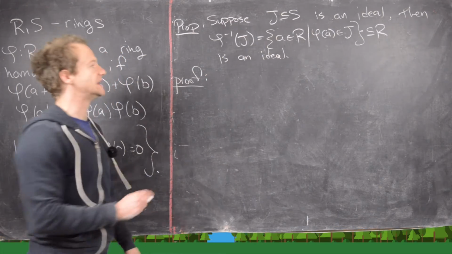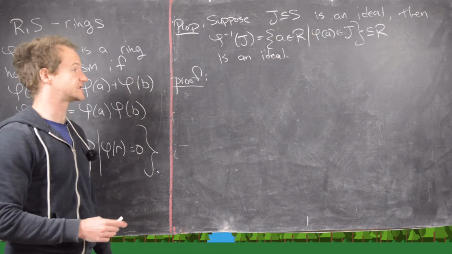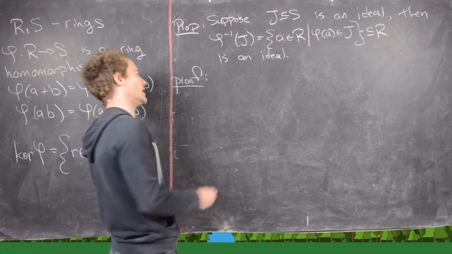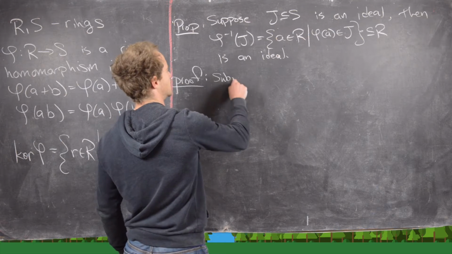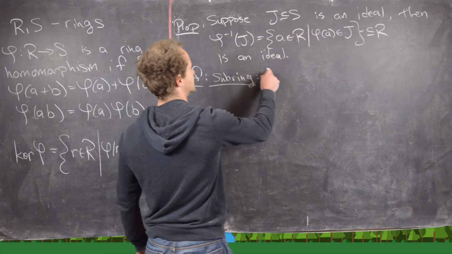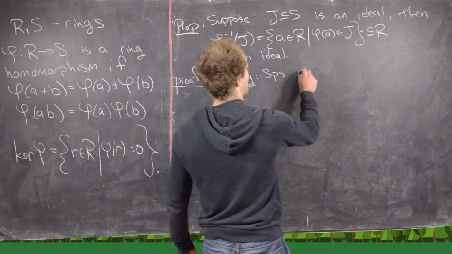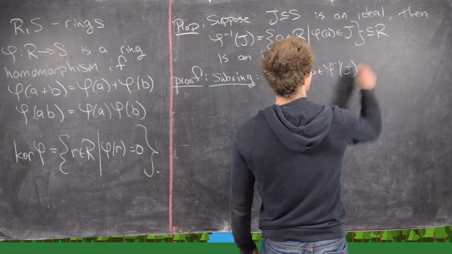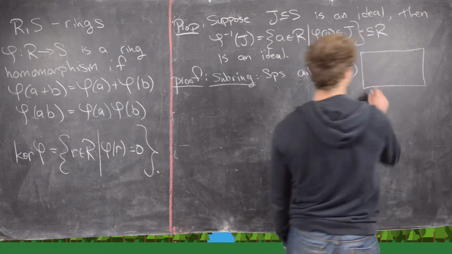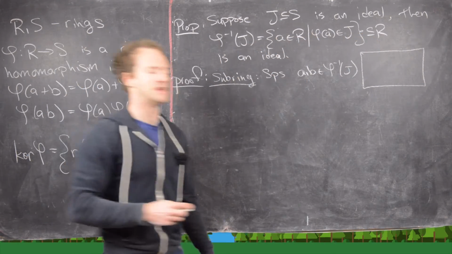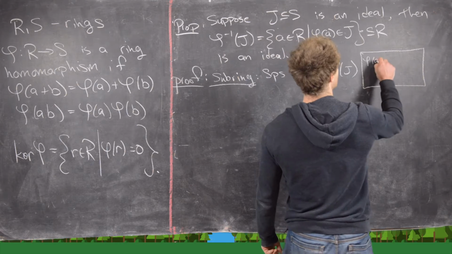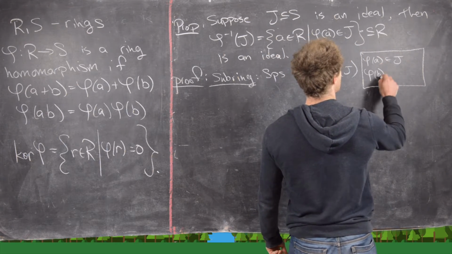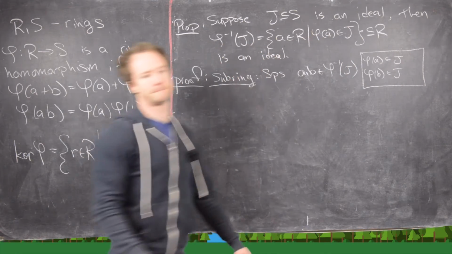Okay, so we are going to need to prove that this is a subring first, and we'll use the subring test just like we did on the last board. So for a subring, let's suppose that a and b are in phi inverse of J, and let's recall that for a to be inside of phi inverse of J means that phi of a is inside of J and phi of b is inside of J.